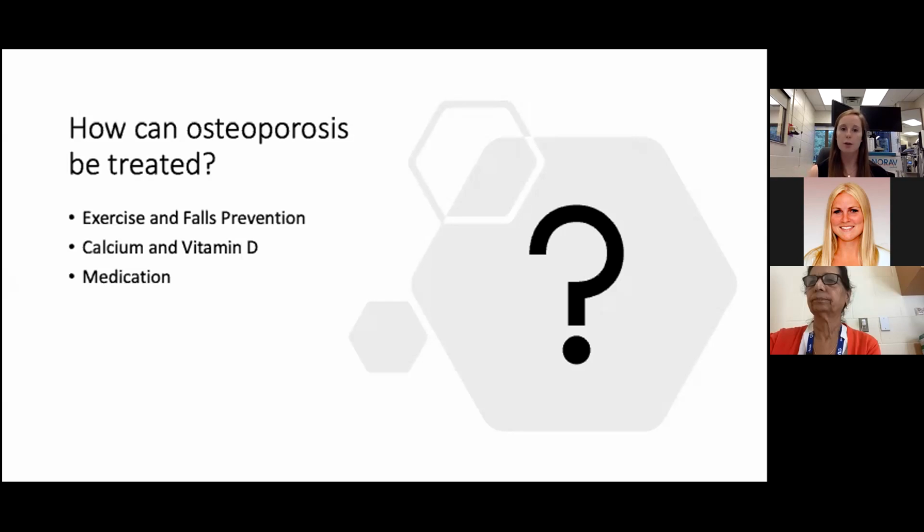So we're going to talk about a threefold approach. First of all, exercise and falls prevention. Second, calcium and vitamin D. And third, we'll just basically touch on medication.